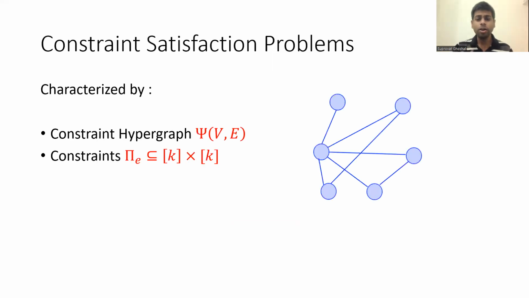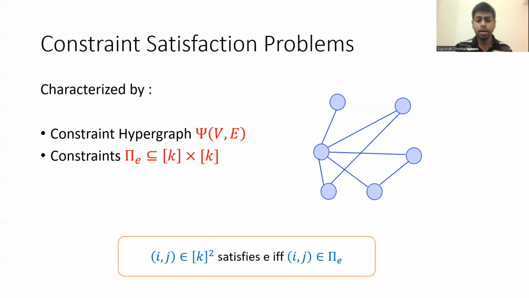So, they are combinatorial optimization problems that are defined in terms of a constraint hypergraph. Here, the vertices represent variables, the edges represent constraints, and for every edge E, we have a constraint set, which is pi E, which is a subset of K cross K. This subset defines the set of labels that can be assigned to the endpoints of an edge to satisfy that edge.